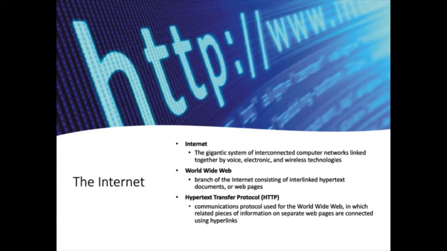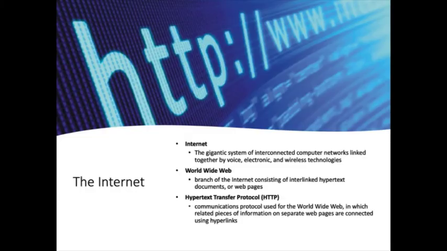The World Wide Web, you see the definition there: the branch of the Internet consisting of interlinked hypertext documents or web pages. Now, if you think about it, a web page is essentially a text document with some interesting capabilities, right? With links and the ability to click on a link and then link to another document, another web page. But in essence, what is a web page? It's a document with all sorts of rich and varied content on it.